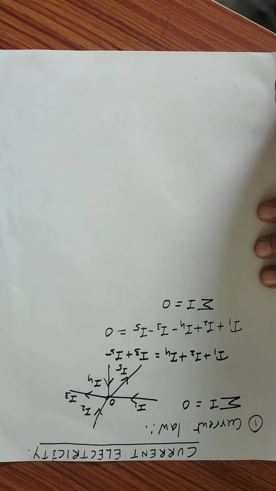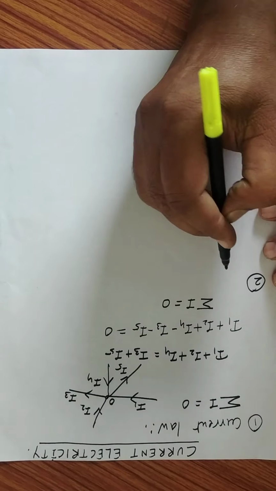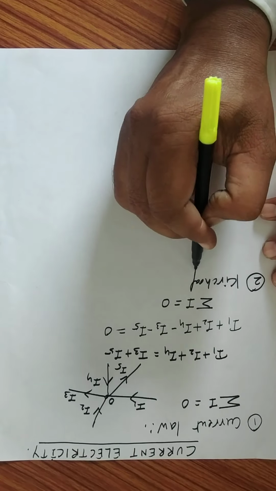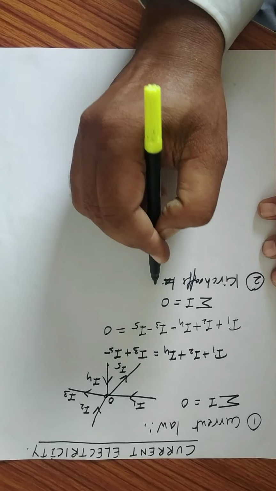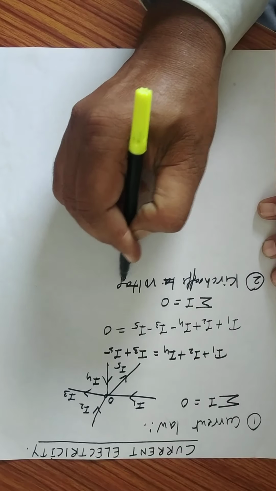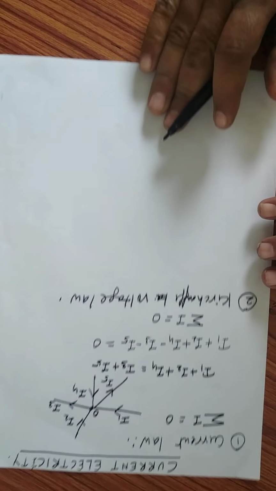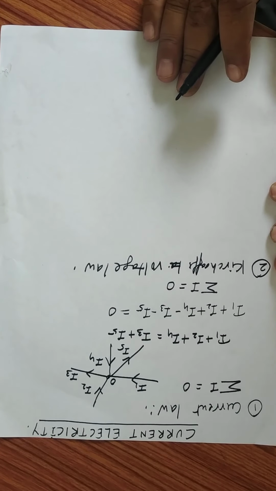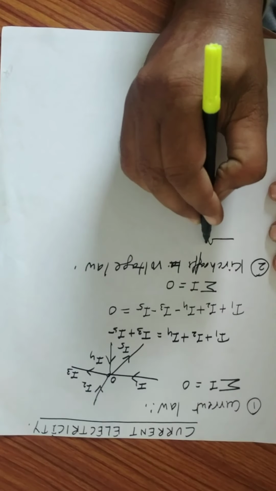Okay, now we go to the second law, what we call it as a voltage law. Kirchhoff's voltage law. First one is Kirchhoff's current law. Now, second one is Kirchhoff's voltage law. Now, here for the voltage law, here there is a circuit diagram we have to consider like this.